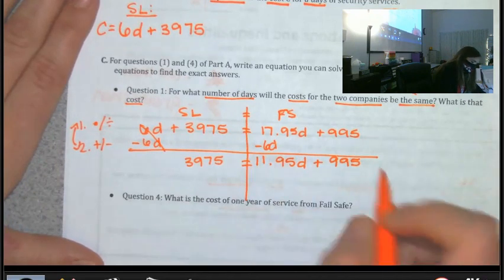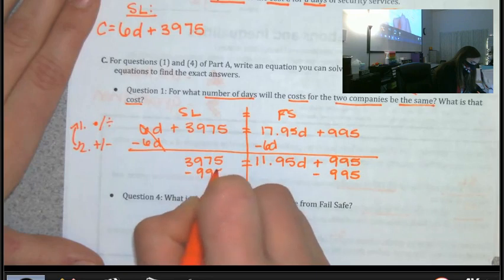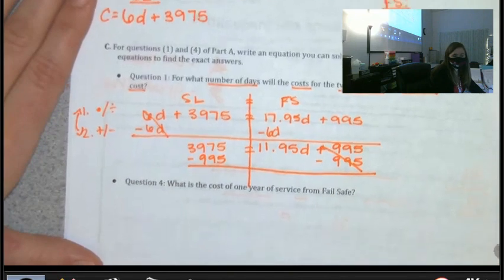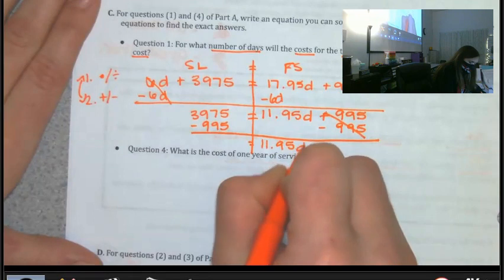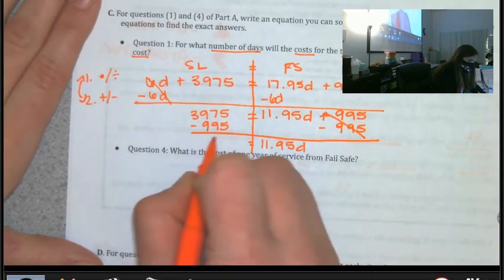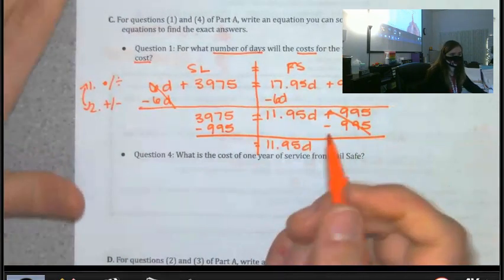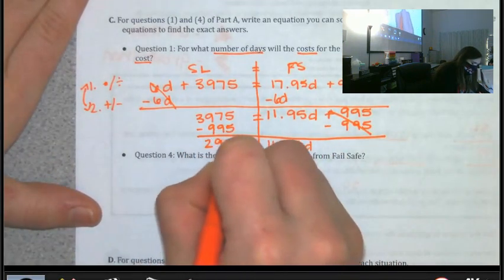All right, I need to get D by itself. The first thing I need to do, I'm going to subtract 995. Positive and negative 995, they cancel out to 0. I am left with 1789D on the right. 3,975 minus 995. Since we cannot do these in our head, or if you cannot, what can you use? Desmos. Okay, do not forget to use the Desmos graphing calculator. So now I have 2,980.